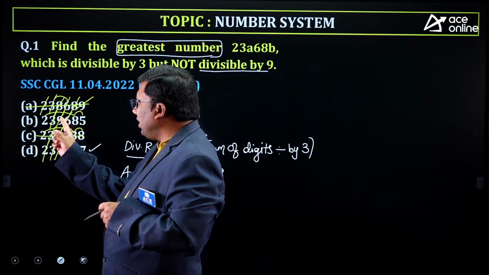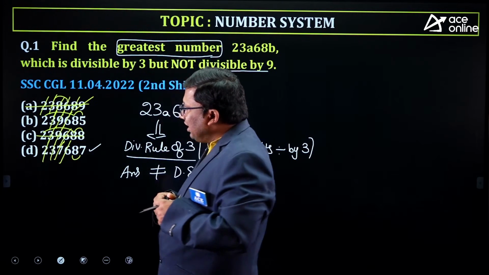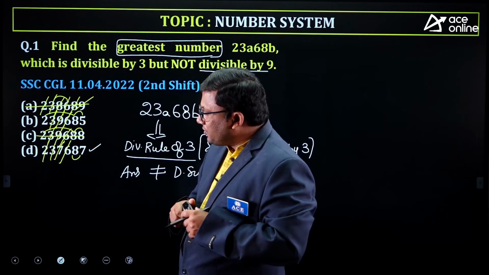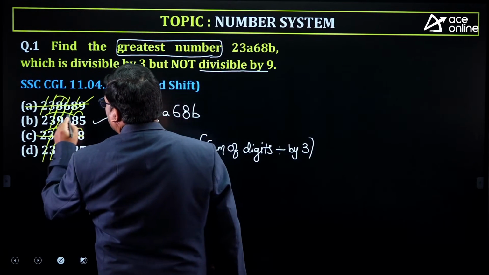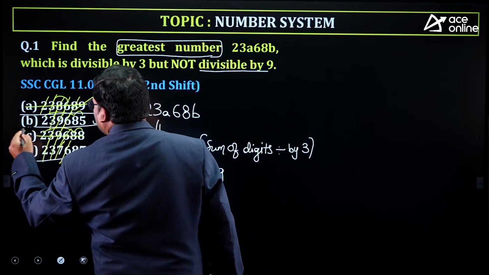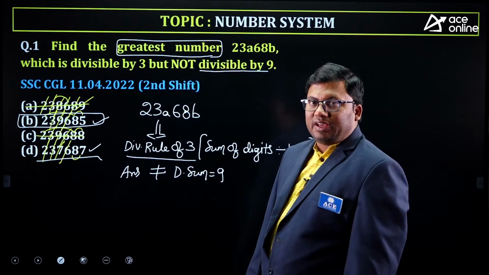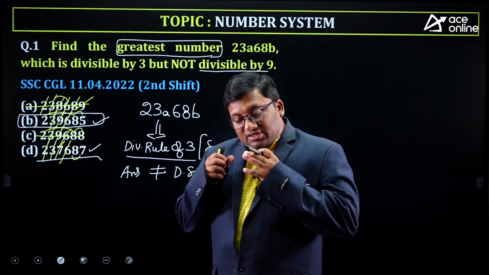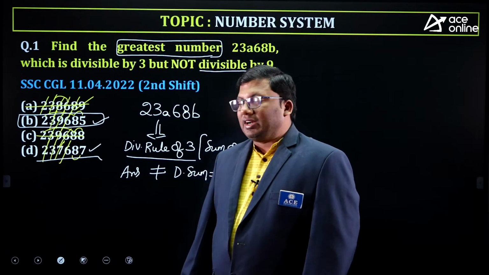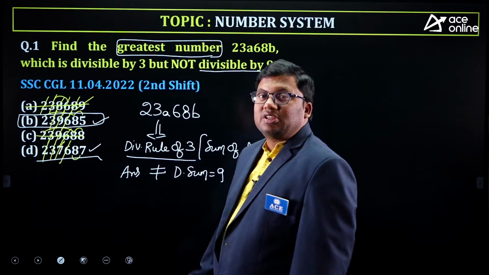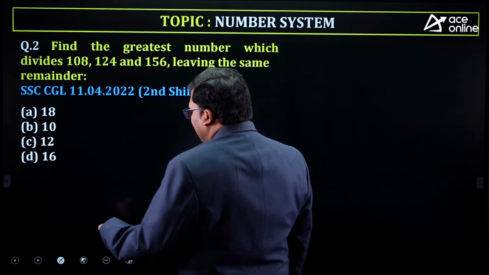Between options B and D, option B is 2,39,685 and option D is 2,37,687. That means the largest is 2,39,685. I hope the idea is clear. The sum of the digits should be divisible by 3, but it should not be divisible by 9. That is the entire idea of the question. The question is based on the divisibility rule of 3.